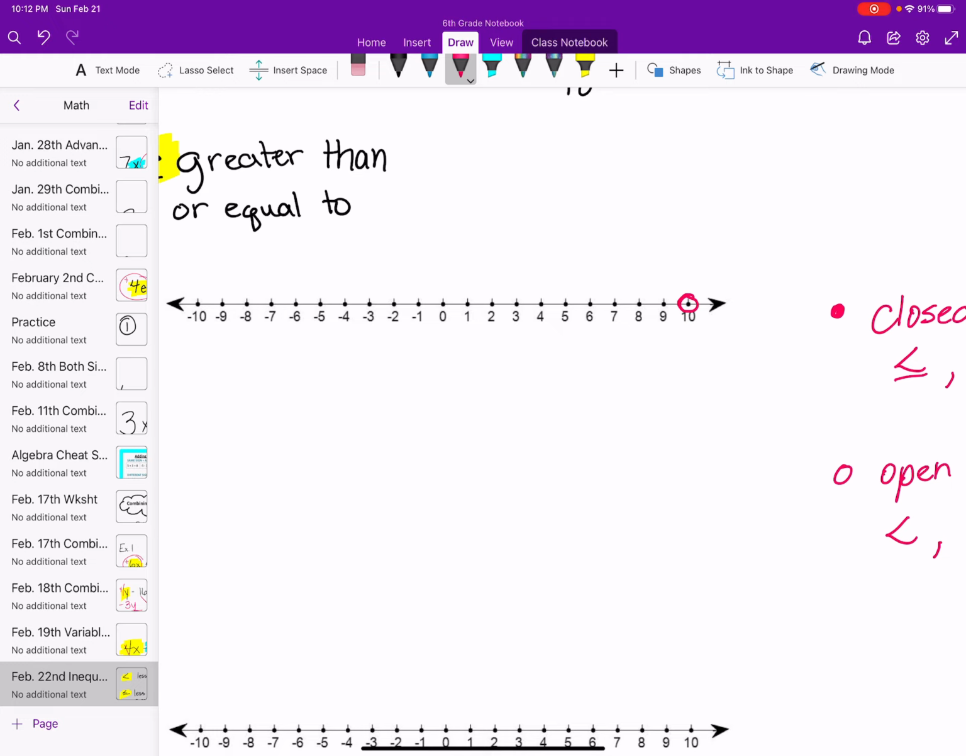So if I'm saying it can be anything less than that, I'm going to draw an arrow in the direction of my numbers that are less than 10. So I'm going to be drawing an arrow to the left on my number line.